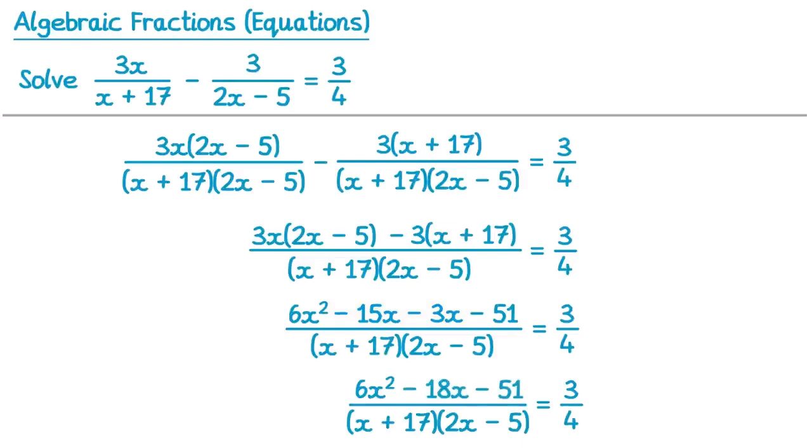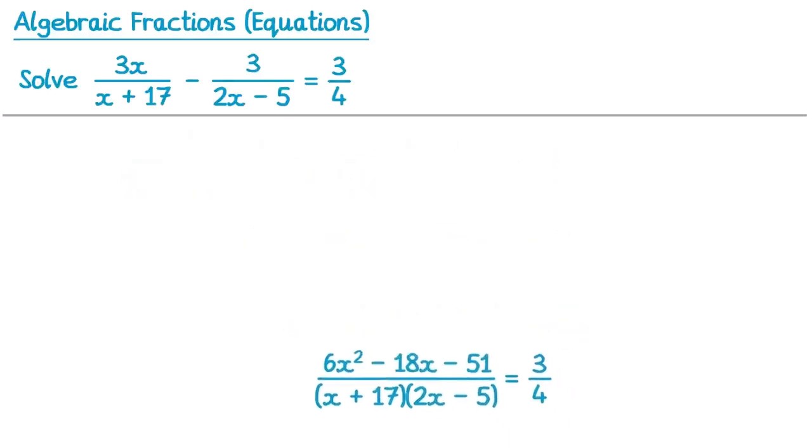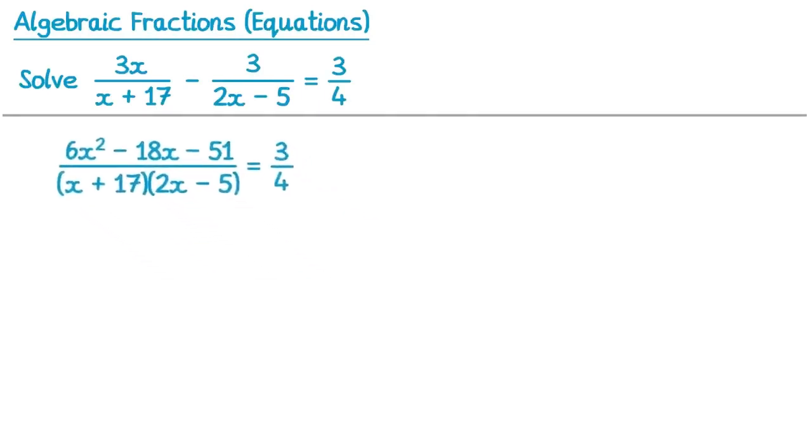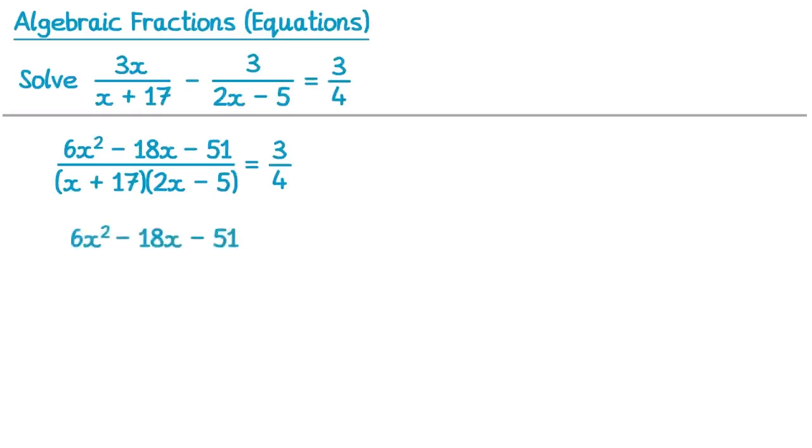So now we've written the left-hand side as a single fraction. What we're going to do next is multiply both sides by both of those brackets on that denominator. So if we multiply the left-hand side by x plus 17 and 2x minus 5, that will clear the fraction. So we've got 6x squared minus 18x minus 51. And on the right-hand side, we've just multiplied this 3/4 by both of those brackets.